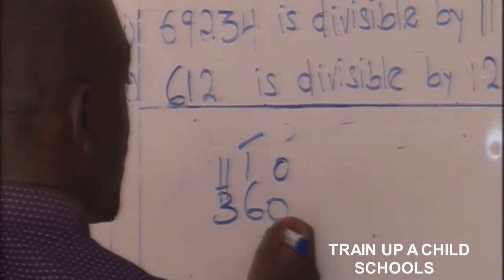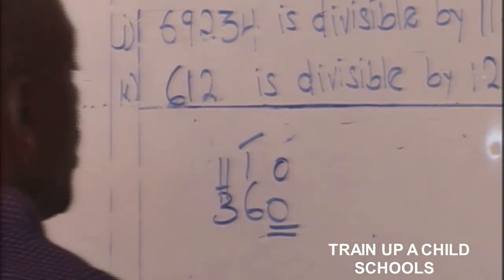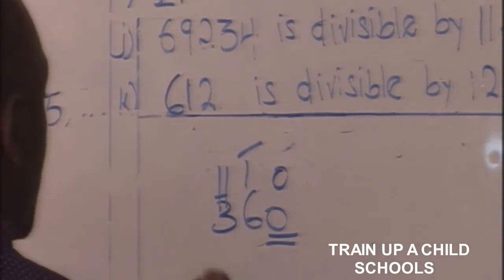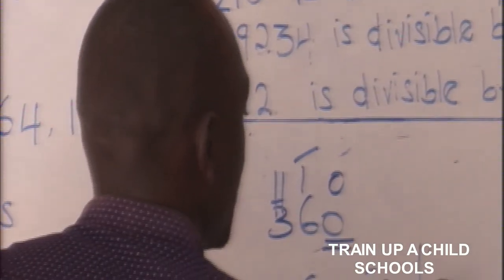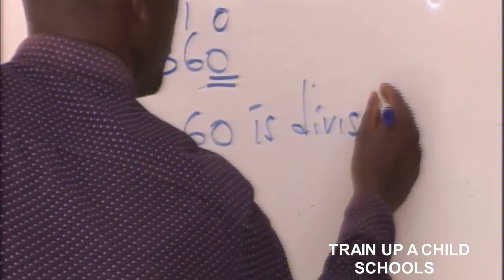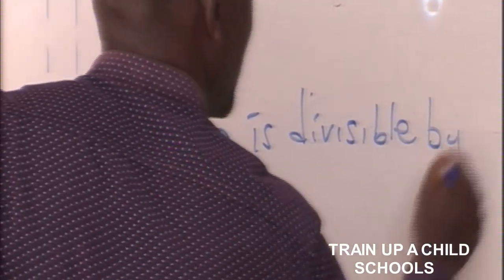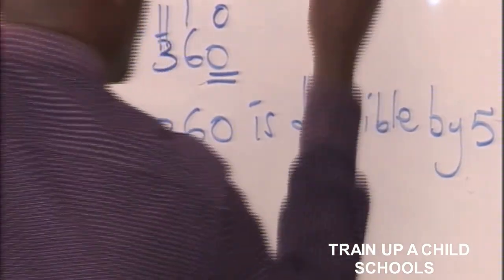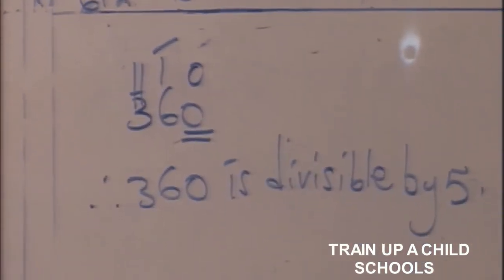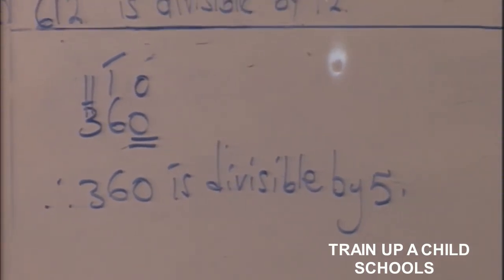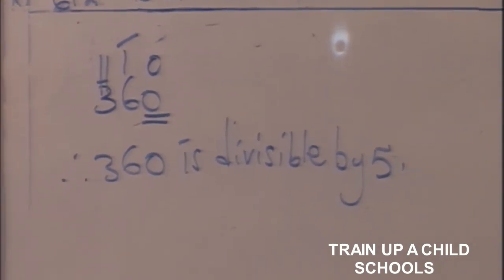Under ones, this is 0, you can underline that 0. Then you say therefore 360 is divisible by the required 5 and underline it. You have already tested without necessarily telling us how many times it goes. So 360 goes into 5.